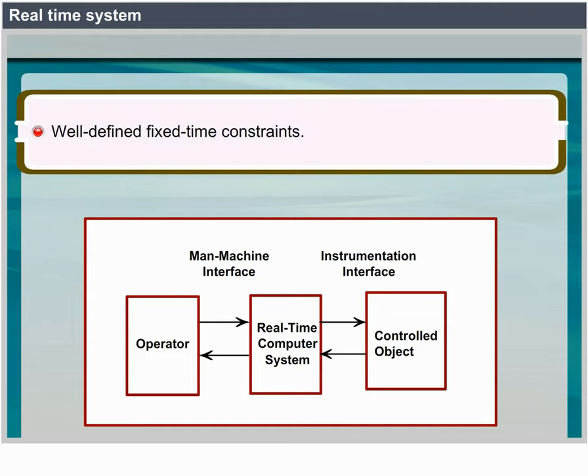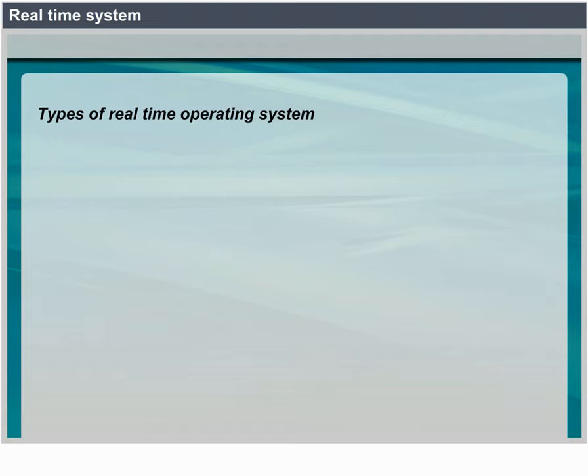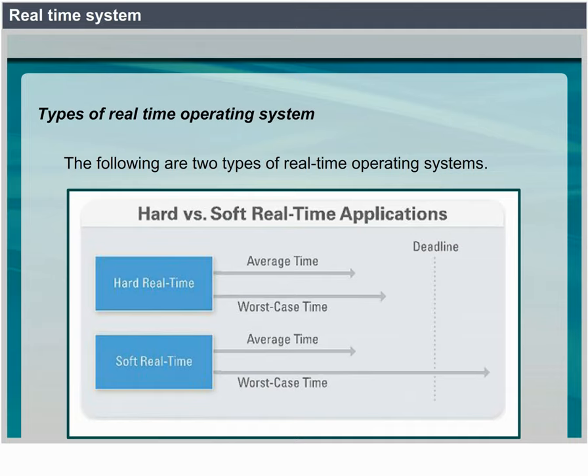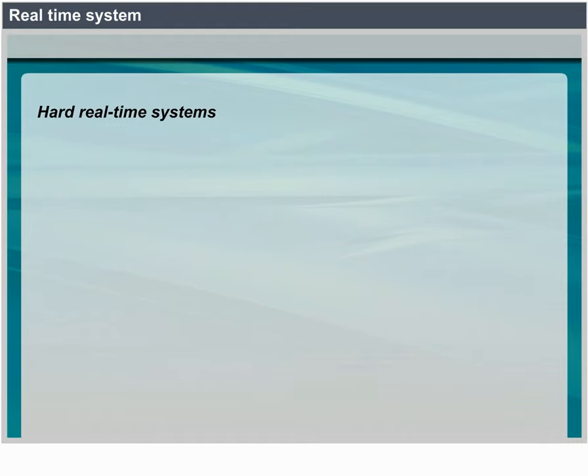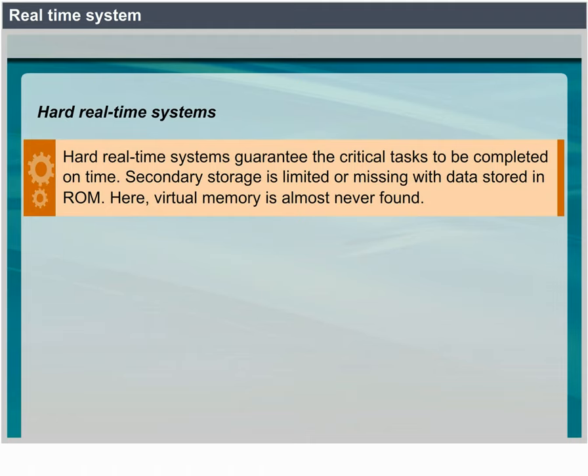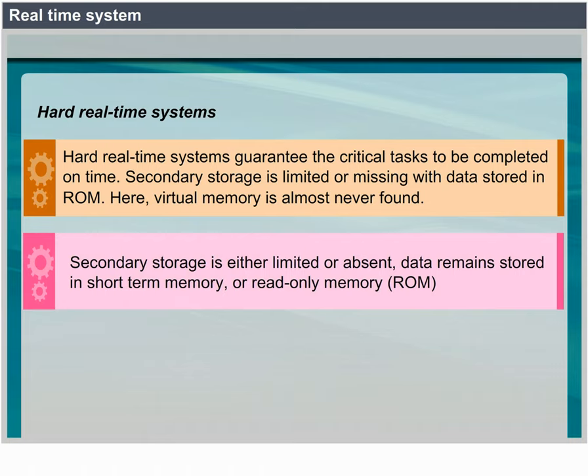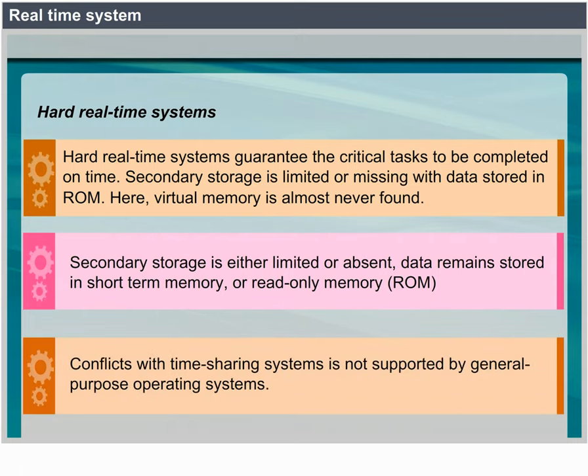Types of real-time operating system. There are two types of real-time operating systems: hard real-time systems and soft real-time systems. Hard real-time systems guarantee that critical tasks complete on time. In hard real-time systems, secondary storage is limited or missing, with data stored in ROM. In these systems, virtual memory is almost never found. Secondary storage is limited or absent, and data is stored in short-term memory or read-only memory, ROM. Conflicts with time-sharing systems are not supported by general-purpose operating systems.